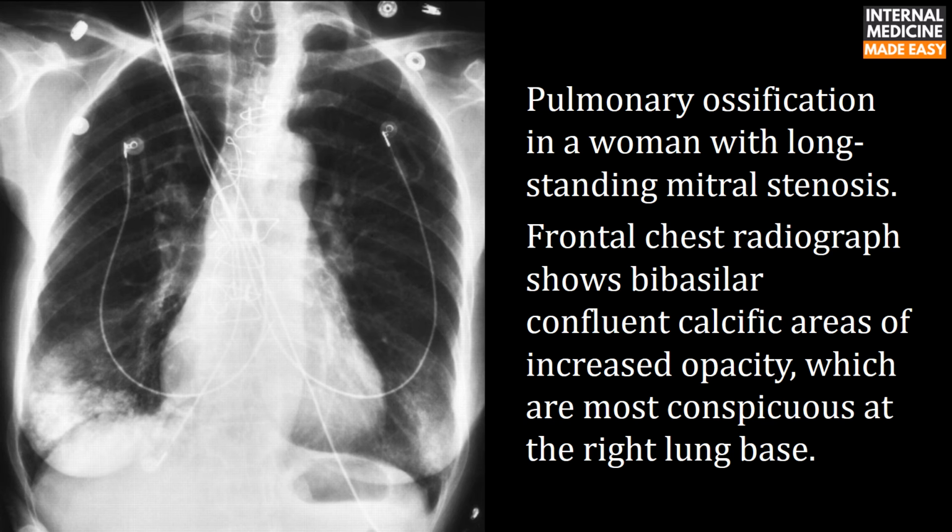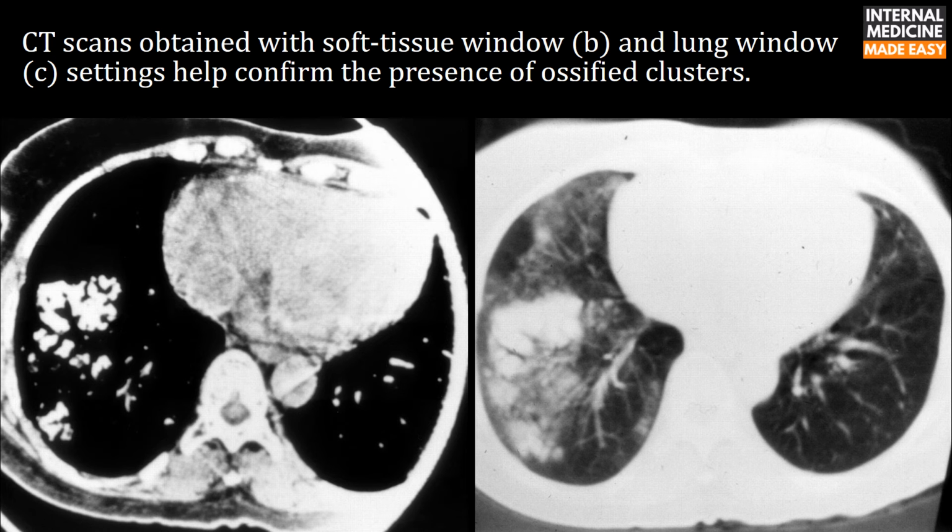This is a case of pulmonary ossification in a woman with long-standing mitral stenosis. Frontal chest radiograph shows bibasilar confluent calcific areas of increased opacity, which are most conspicuous at the right lung base. CT scans obtained with soft tissue window and lung window settings help confirm the presence of ossified clusters.